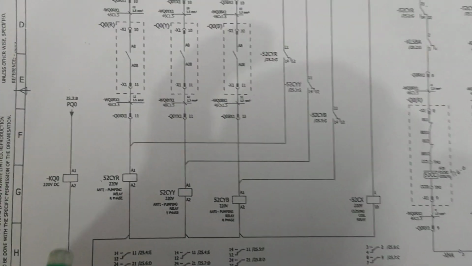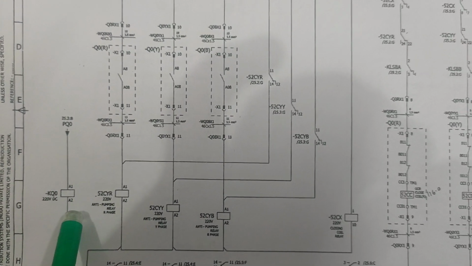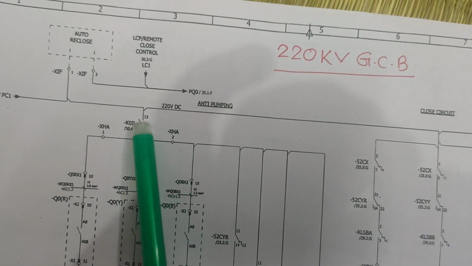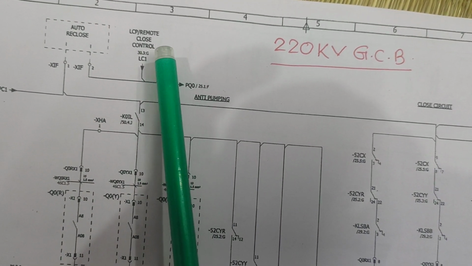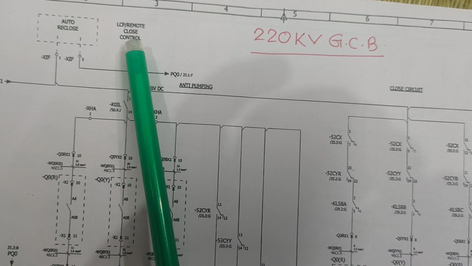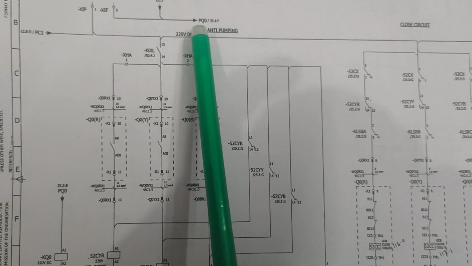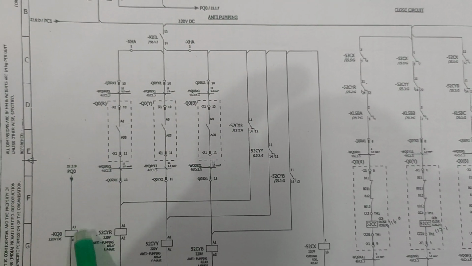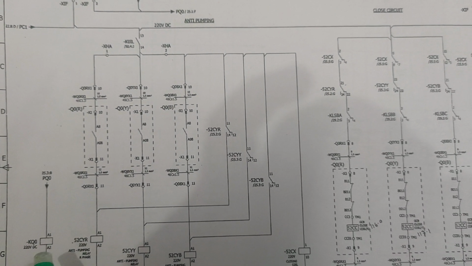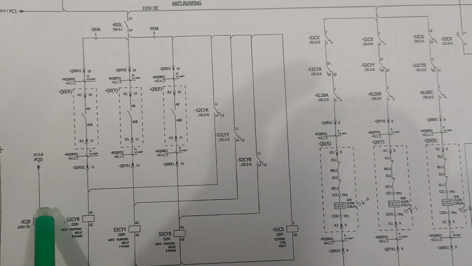Here also you are seeing KQ0 220 volt DC. KQ0 is from the LCP and remote close control purpose, from the LCP panel. And this is just extending from here to here and to this coil. If this coil will be energized, its according contacts will be energized.